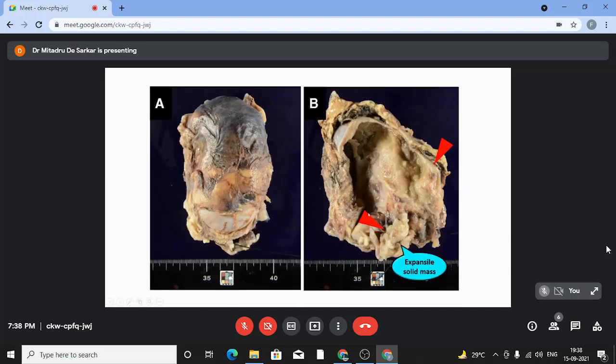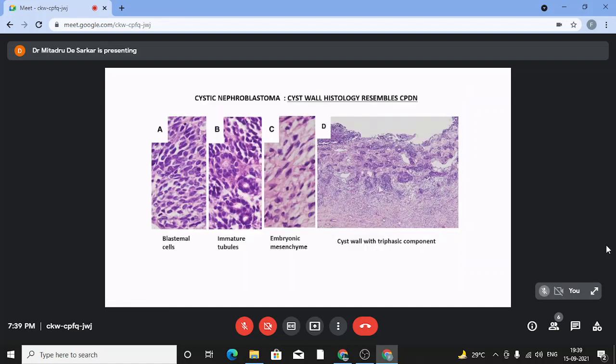You see that this is a predominantly cystic mass, but there is this single solid expansile mass which is sitting over here. So the diagnosis will be clinched by this particular solid mass, because when you look at the wall of the cyst, it will have the same look as you saw in the case of CPDN. You will get the cyst wall which is lined by blastemal cells, embryonic mesenchyme, and the immature tubules.